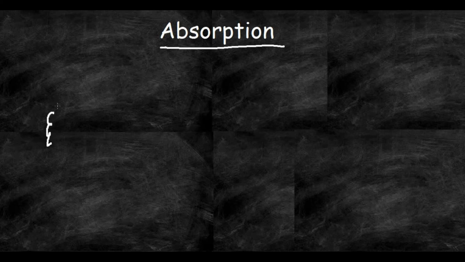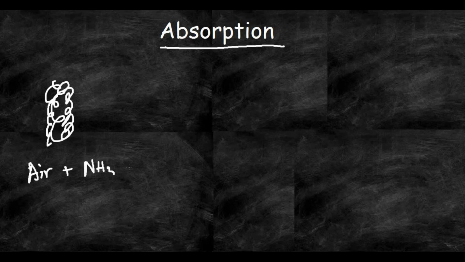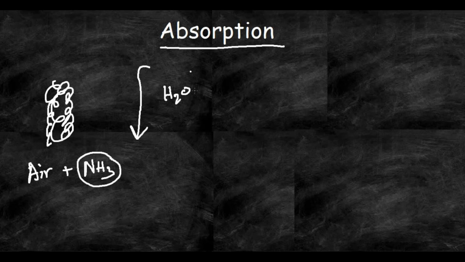So suppose this is the gas mixture. This gas mixture contains air and ammonia. Now I will contact this with a suitable solvent. Suppose I take H2O in order to absorb this ammonia from this air-ammonia mixture. So this is what absorption will be.